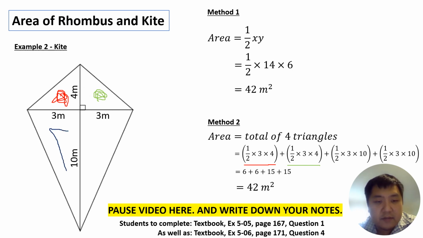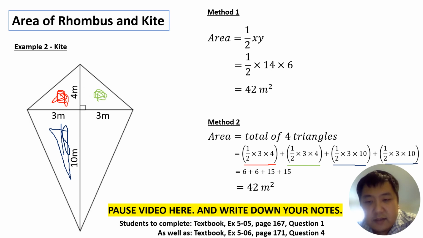This triangle here, right, it's a 3 meters by 10 meter triangle. So that means that the area of that triangle is half times 3 times 10. And then the last triangle is exactly the same, half times 3 times 10. That'll give you 6 plus 6 plus 15 plus 15, which is also 42. So this is the longer way of doing the question. You could have just done half times 14 times 6 instead of doing all this work, but they both give you the same answer.